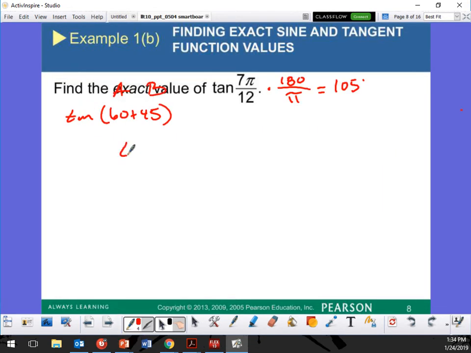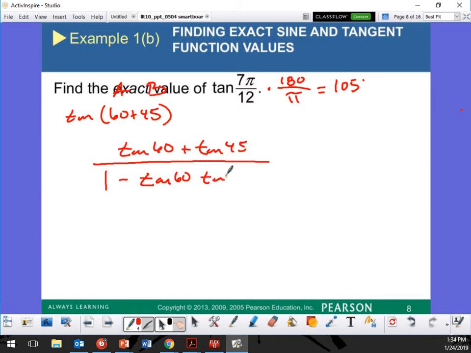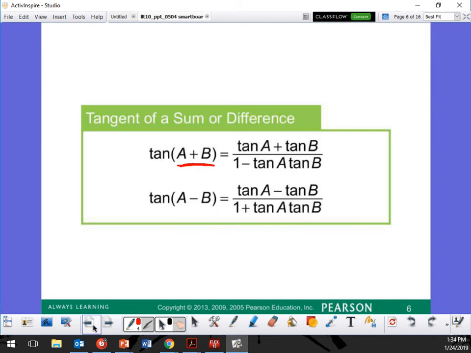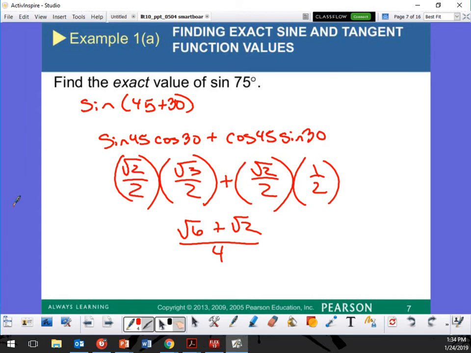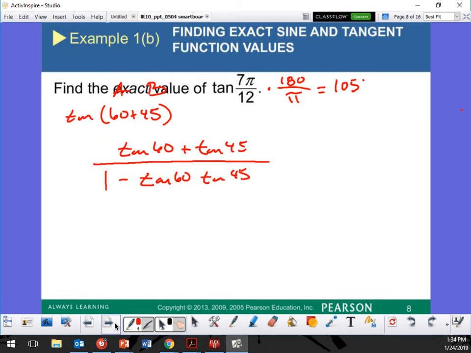So tan of 60 plus tan of 45 all over 1 minus tan of 60 times tangent of 45. All right? How do you solve that? Okay. It's actually not that bad.